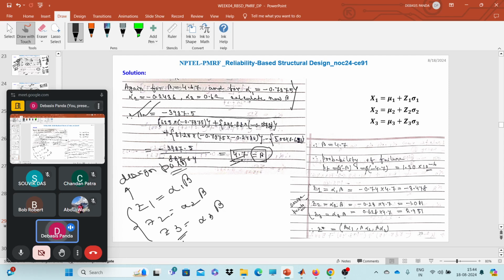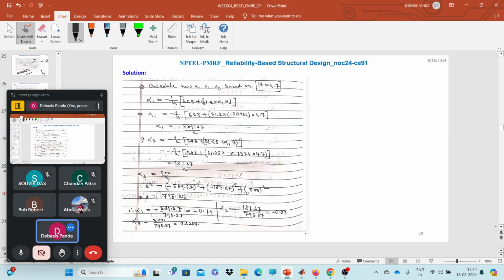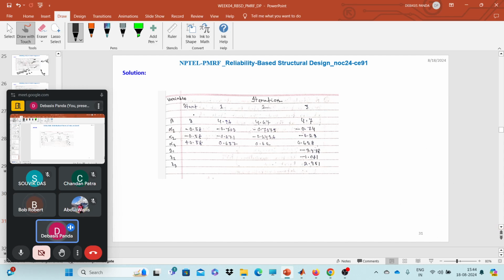Now once we have z1, z2 and z3, can we get x1, x2, x3 back? Yes, just convert it into the actual domain. So we will get the final form of beta. If we see it in a tabular form, here I have provided it. We started with that value. Then in the first iteration, we found 4.97. In the second iteration, we found 4.27. And in the third iteration, we found beta as 4.7.